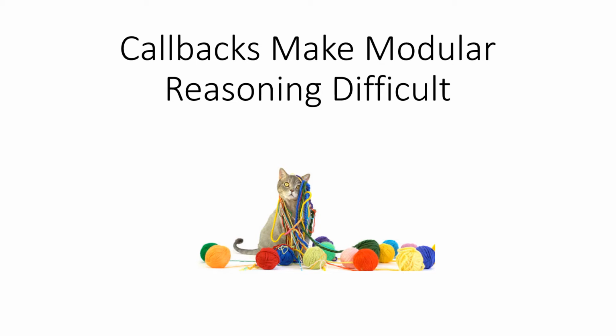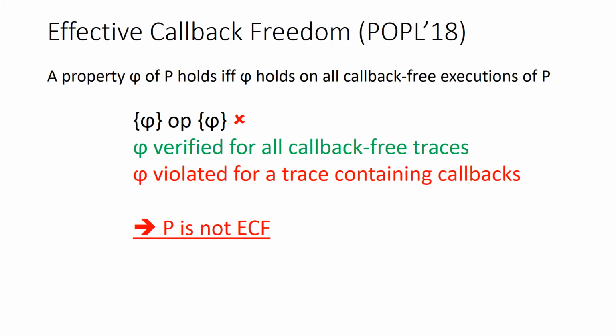However, in Ethereum, they are an essential part of the programming model, and disallowing them completely seriously limits developers. In this work, we're interested in proving that callbacks do not affect our ability to check other properties that interest us. In POPL 18, we introduced the concept of effective callback freedom, or ECF. A program satisfying ECF enjoys the following property. For any property phi of the program, phi holds in the general case, if and only if it holds on the callback-free executions of the program.